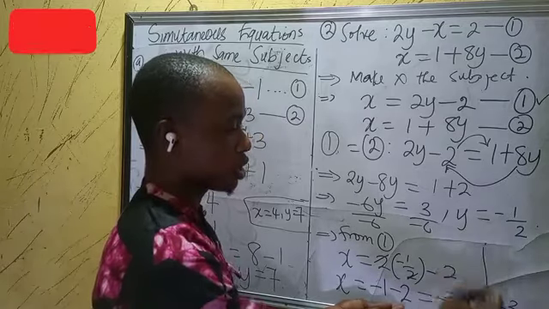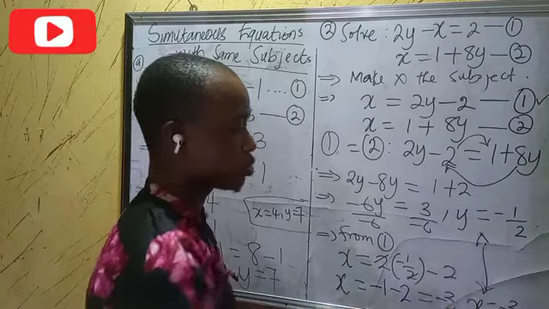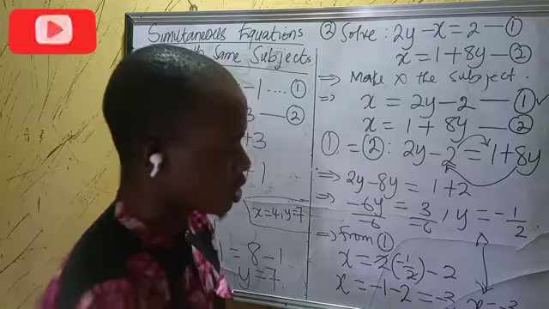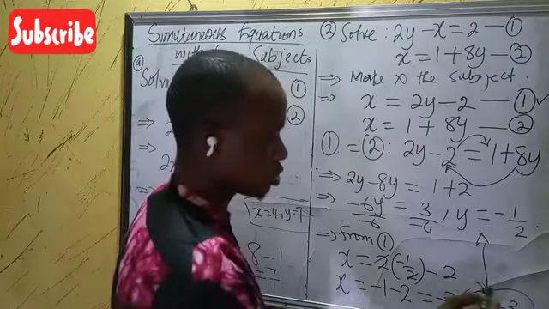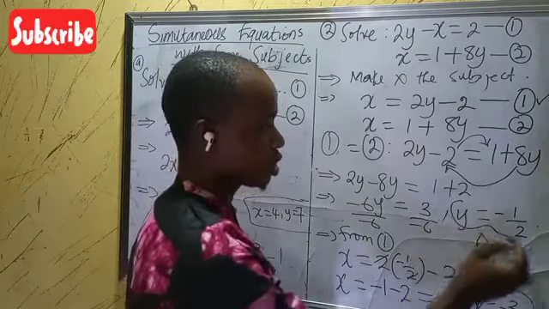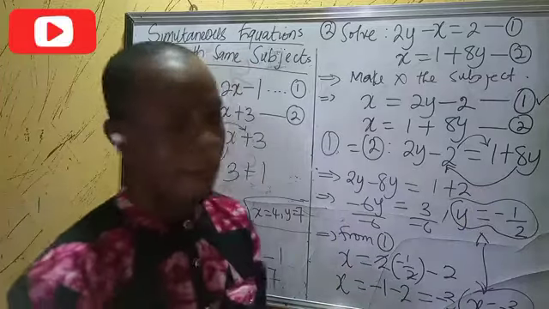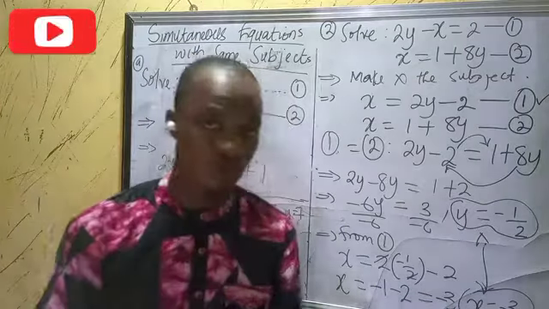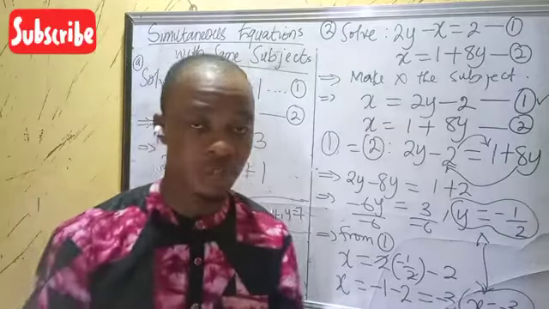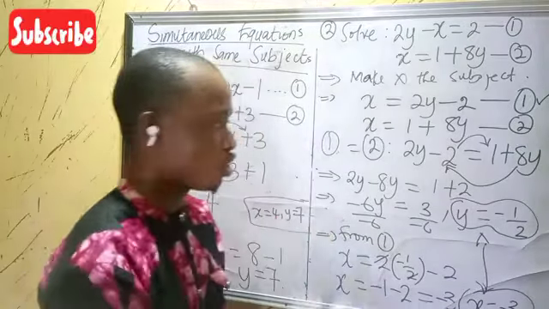So these are the two possible solutions we have. That is, x equals minus 3 and y equals minus 1 over 2. And that is the solution to the problem, and that is all we have for today.